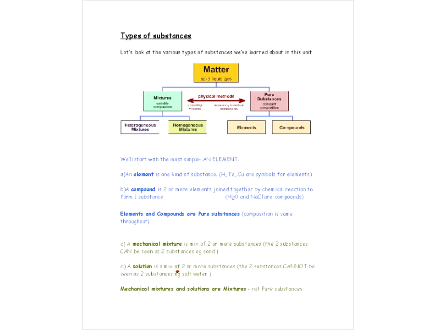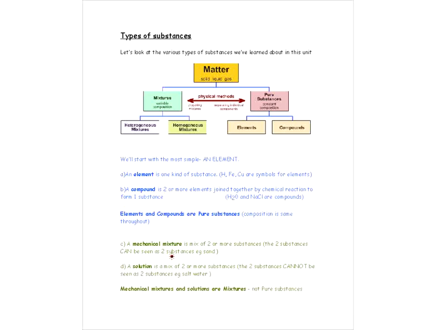And when we look at mixtures, we can have mechanical mixtures and solutions. And the difference between the two is a solution looks like it's just one thing. So if you have salt water, it looks like just one thing. Whereas a mechanical mixture like sand looks like two different things.